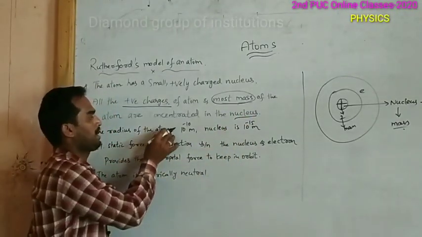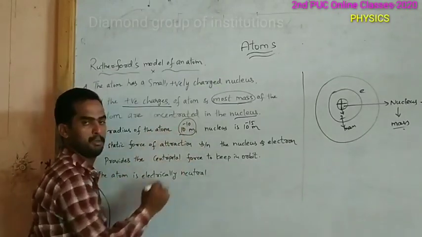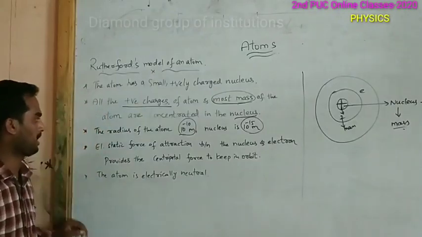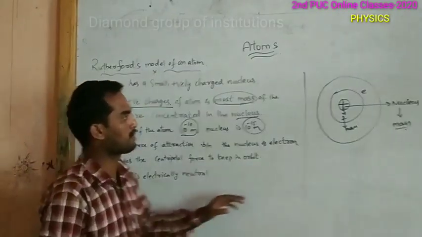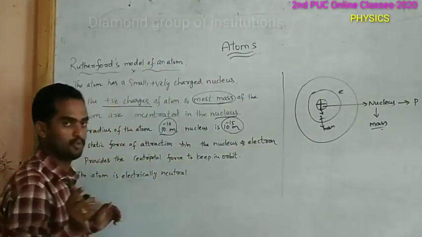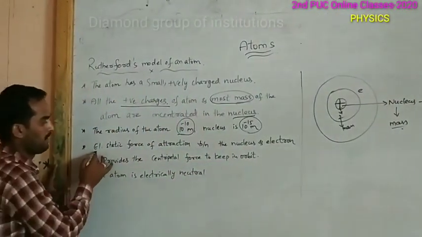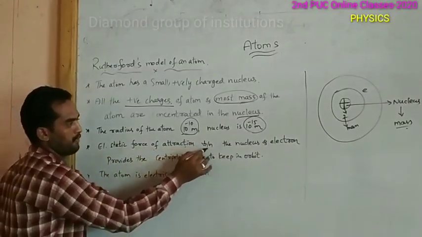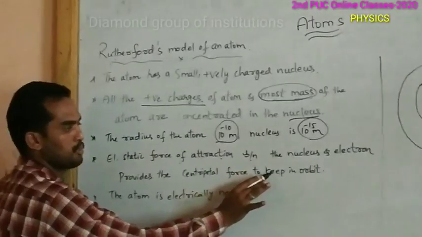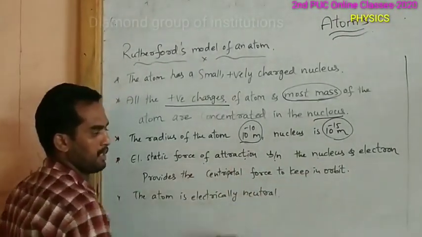And the third point is regarding the size. That means atom has a size 10 power minus 10 meter and nucleus has size 10 power minus 15 meter. And when electrons are revolving around the nucleus, there are going to exist 2 forces. You can see here the electrostatic force of attraction between the nucleus and electron provides the centripetal force to keep the electron in orbit.